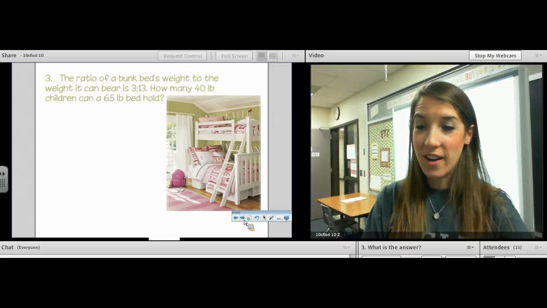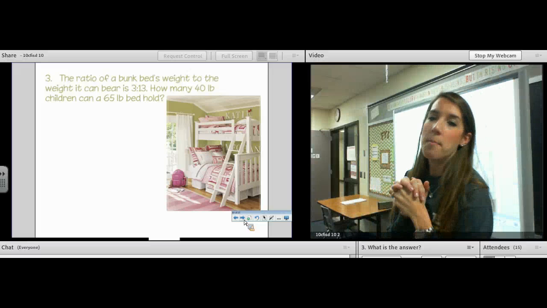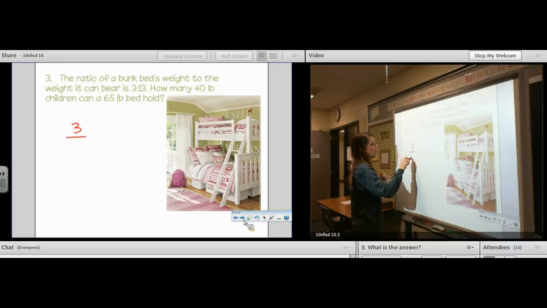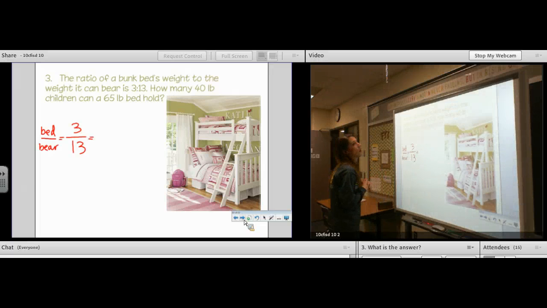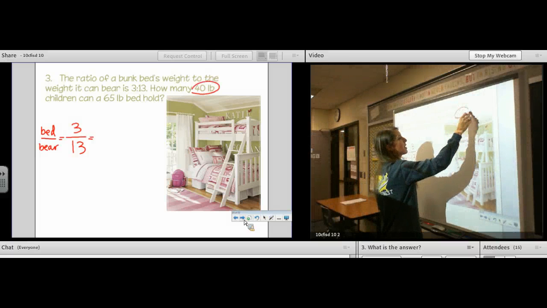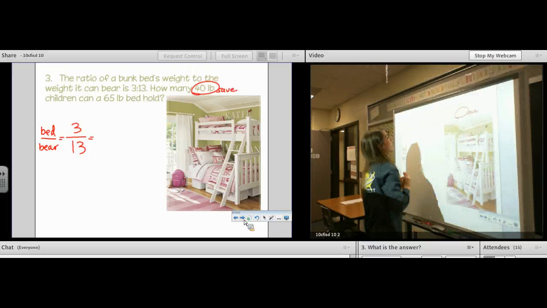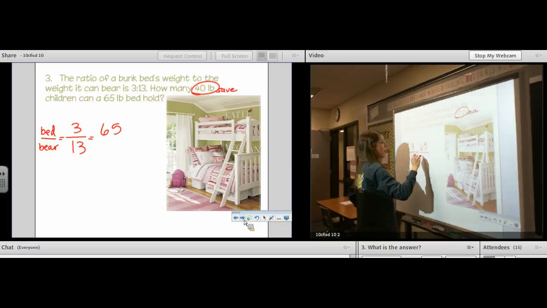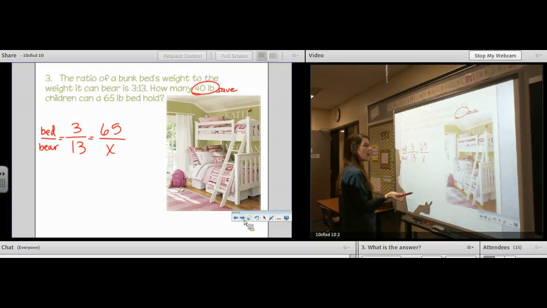Okay, let's get you started if you don't know what to do. So, the bed's weight to the weight it can bear. This is the bed, its actual weight, and this is how much it can bear. How many 40-pound children? In my mind, I'm going to save this and come back to it. Can a 65-pound bed hold? So where do I put 65? Is it the bed or is it the bear? 65 is the bed. It's a 65-pound bed. So we're going to find out how much it can bear.